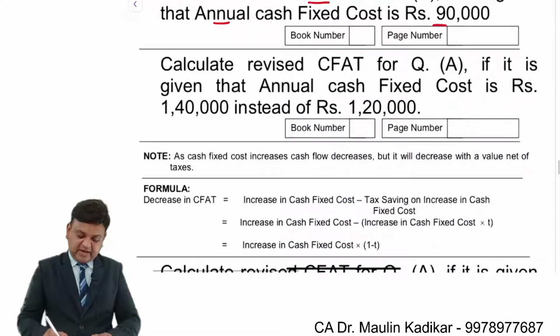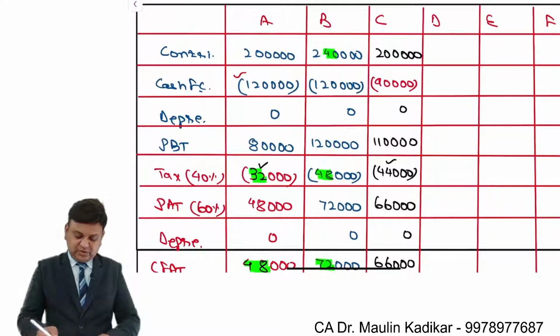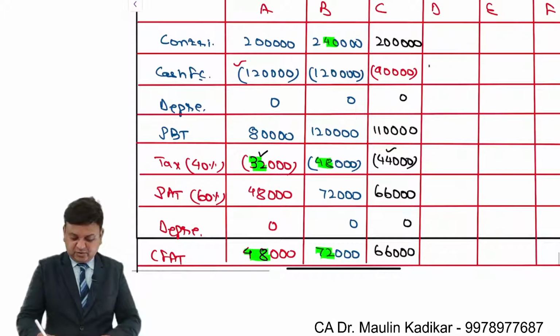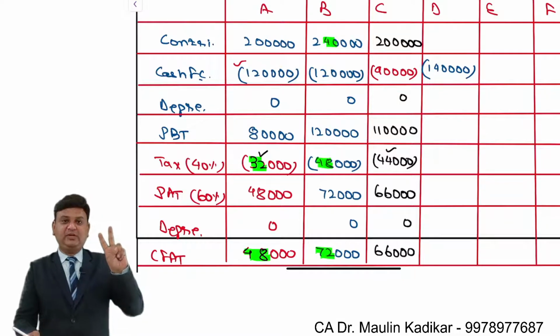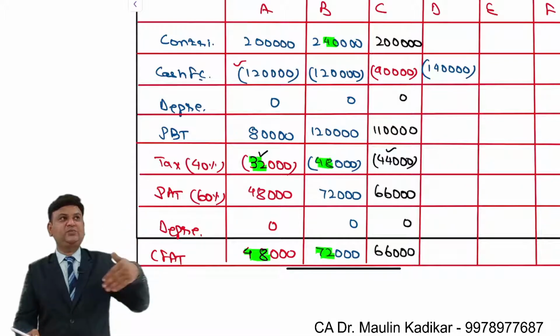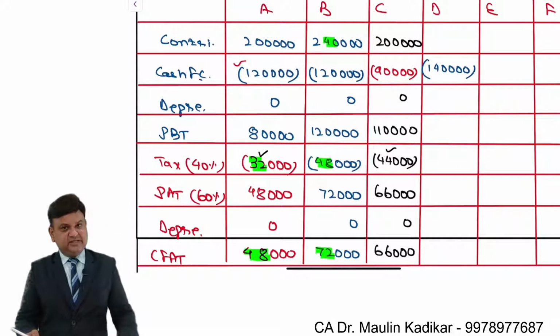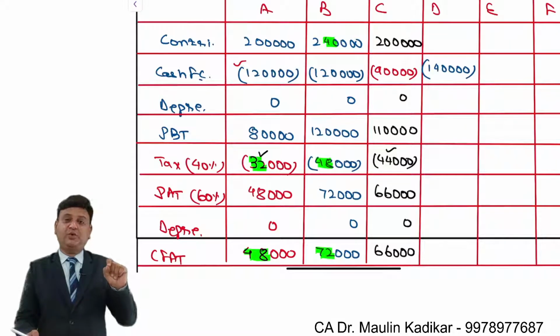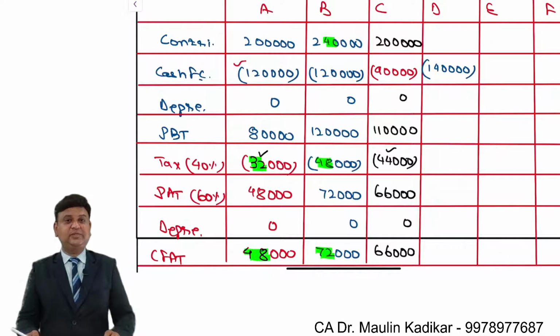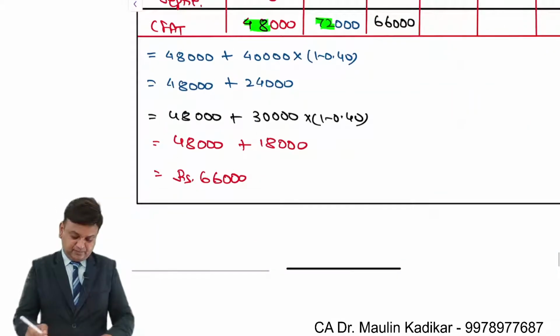Next, annual cash fixed cost is 1,40,000 instead of 1,20,000. So over here, this increases to 1,40,000. So there is an increase in the expense by 20,000. So when expenses increase by 20,000, will cash flow reduce? Yes. Will it reduce by 20,000? No. Why? Because it is an allowable expense from the tax point of view. So your income tax liability will also reduce accordingly. We understand that it is 20,000 into 0.6 in this example. 12,000 rupees is the amount by which the cash flow will reduce.